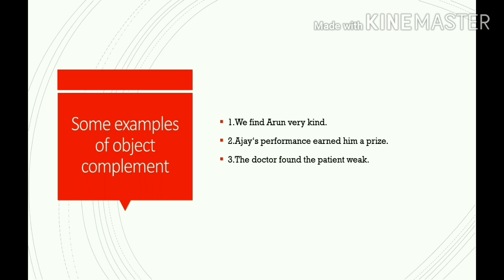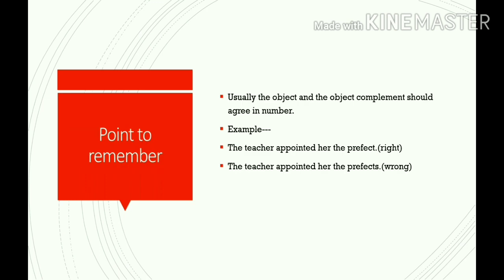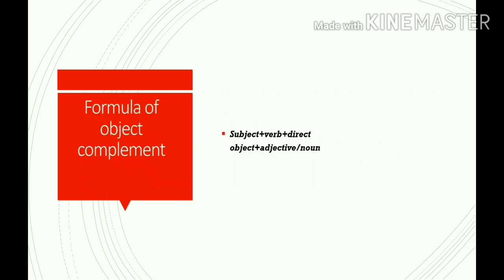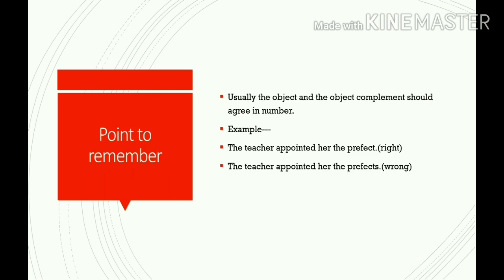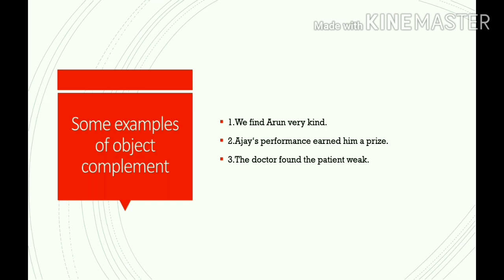Now let's go back and understand this. Here, the examples that I have given you, you can understand with the help of this formula again. Subject and then verb, then direct object, then adjective or noun. And it is clearly seen here that after subject, here is a verb, then object, and then complement. But remember that the object should be a direct object.